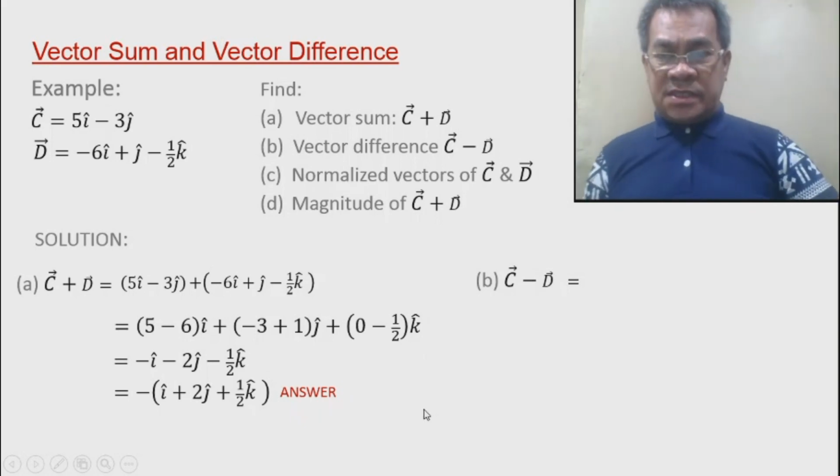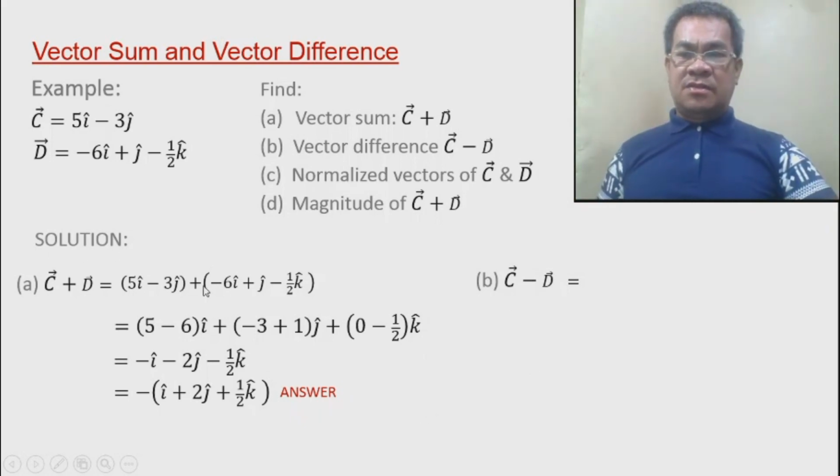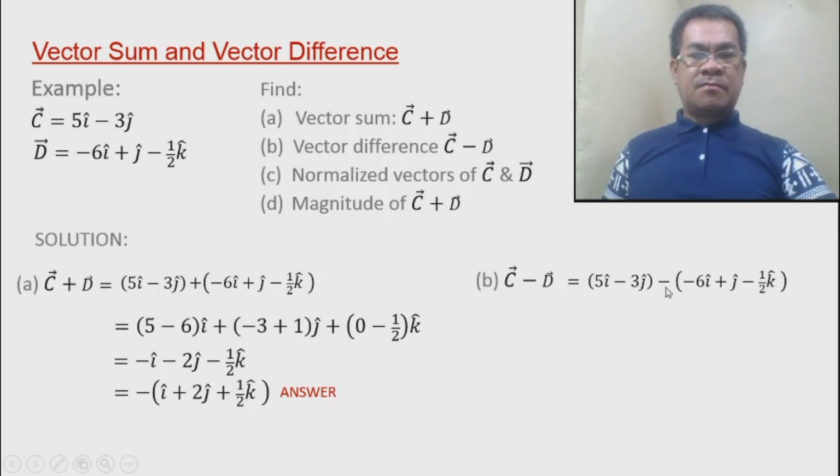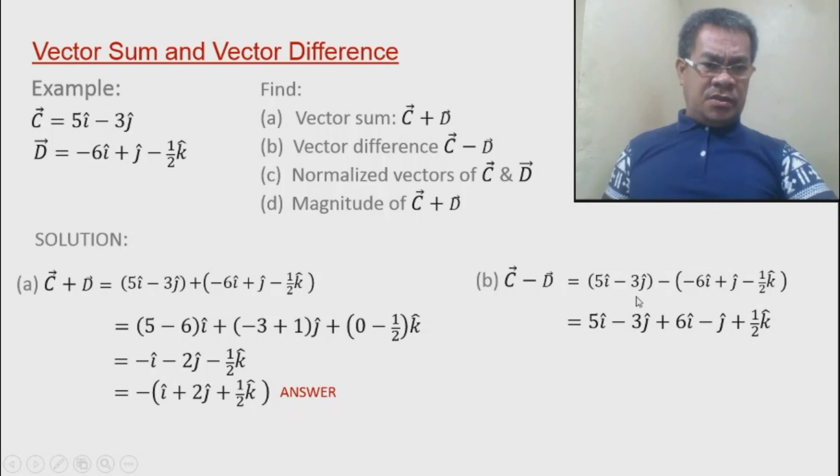Letter B, vector difference. Okay, so change this to minus. So we have this minus, almost the same. Then remove the grouping symbol. If you remove the grouping symbol, minus, minus becomes plus. Algebra: multiplying the same sign is positive. So this will become plus. So you combine this, so this will become 5 minus 5 plus 6. Or you remove this: this is positive 6, and this is negative j, and this is positive 1 half. Then the like terms: this will become 11, and this is negative 4, and this is plus 1 half.